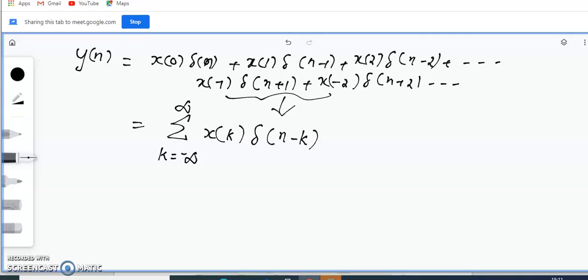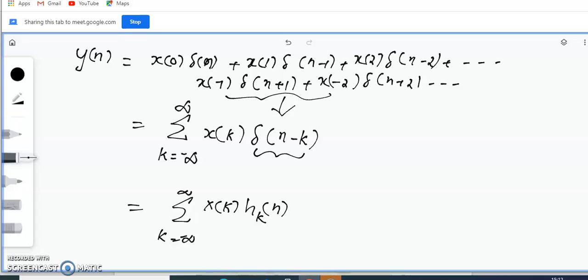Sigma k equals minus infinity to plus infinity x of k into delta n minus k. Now I have told you first, what is impulse response? When you give an input signal as an impulse signal, whatever you get in the output is called the impulse response and it is represented as h. So I am replacing this delta with h. So I will get sigma k equals minus infinity to plus infinity x of k into hk of n. It's not h of n, it is hk of n because here you are delaying the impulses. So I am calling it hk of n.